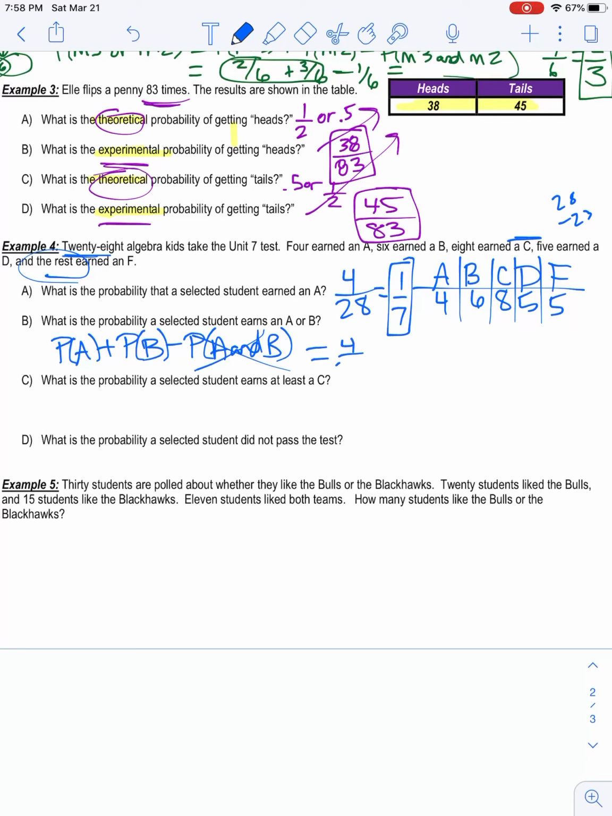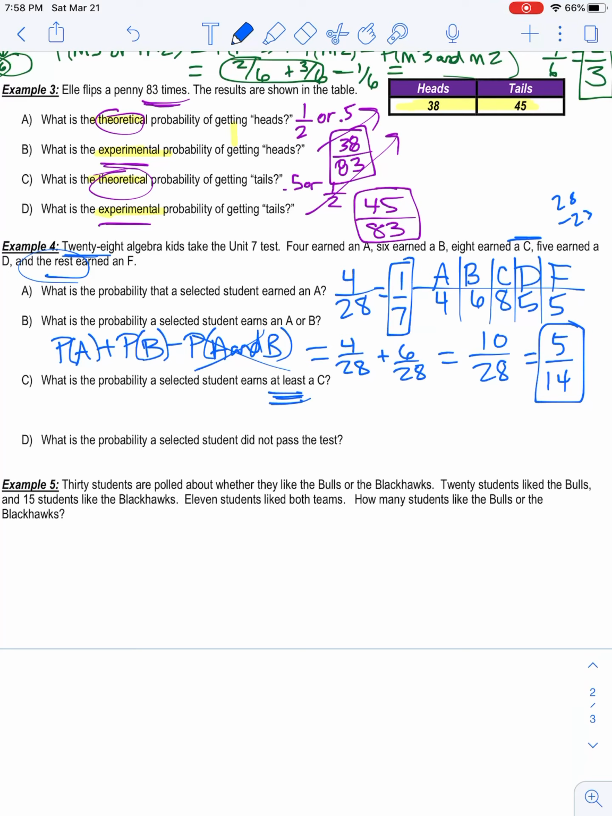So for A, it's 4 out of 28, which I found above, and then the probability of a B is 6 out of 28, because 6 students in the class got a B out of all 28. So if I add these with my common denominator of 28, 4 plus 6 is 10. And these are both even numbers, so if I divide by 2 on the top and on the bottom, this reduces to 5/14.